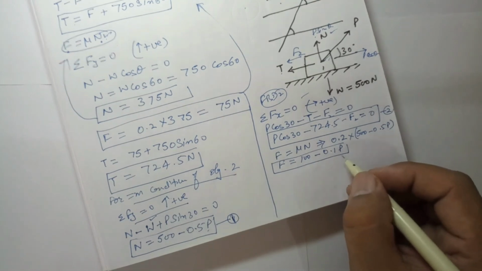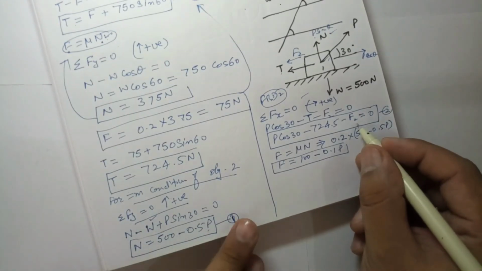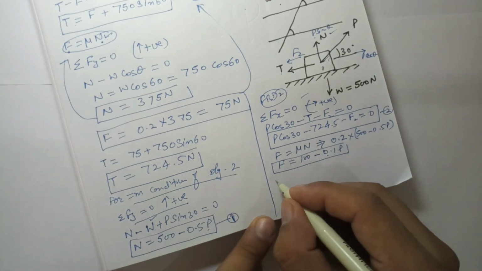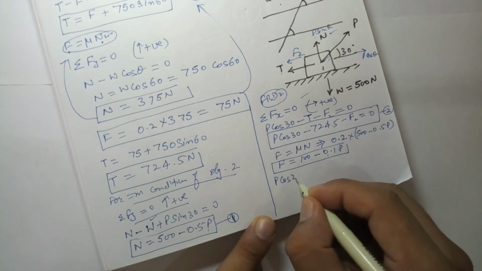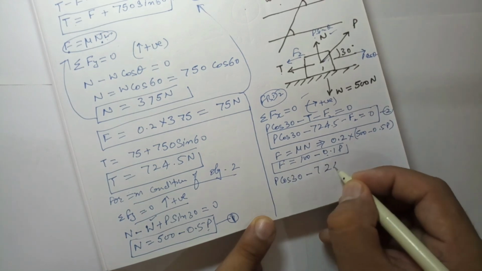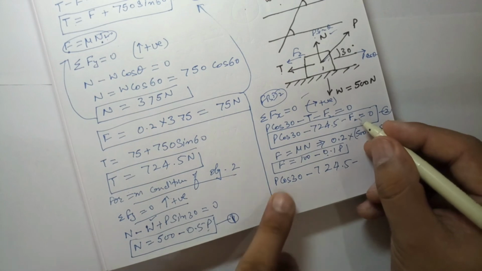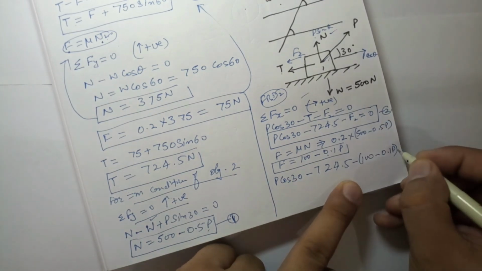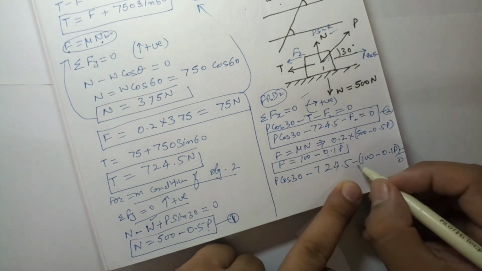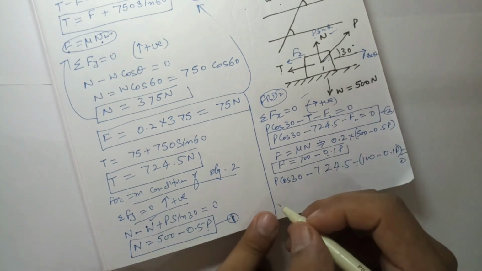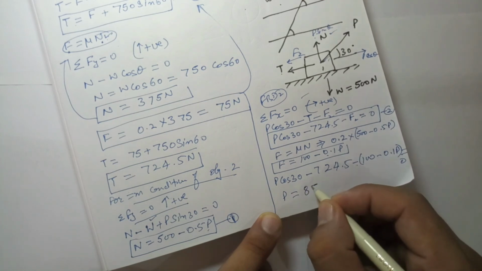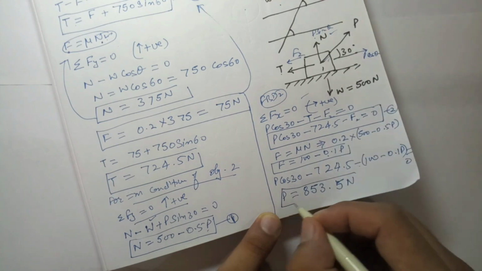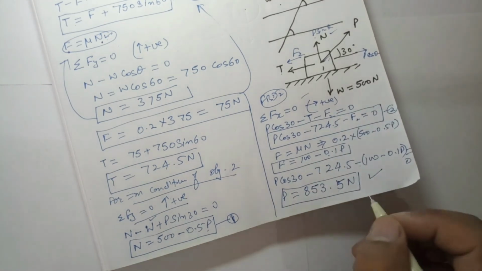Now we can fill this value of friction here, as both will be in terms of P. We can very easily find out the value of P. So it is P cos 30 minus 724.5 minus the value of friction, that is 100 minus 0.1 P, equal to 0. When you open the minus, it will become positive, right? So calculating, just solve this equation. This is the value of the applied force which is required to be calculated.